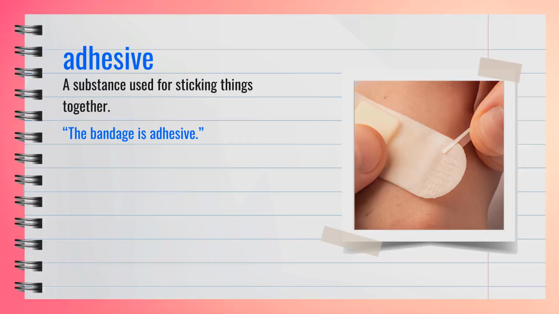The word adhesive, A-D-H-E-S-I-V-E, is a noun. It means a substance used for sticking things together. For example, the bandage is adhesive. This means the bandage has a sticky side. Repeat after me. Adhesive. Wonderful.